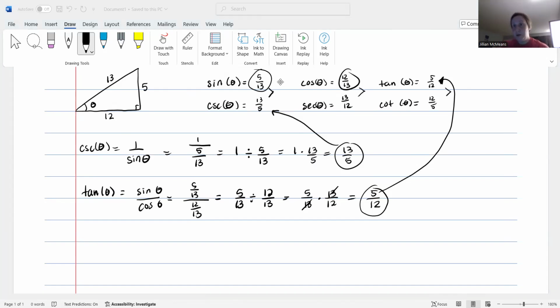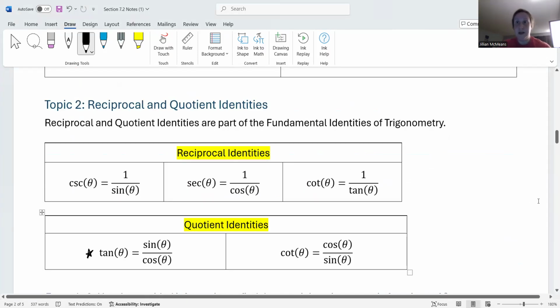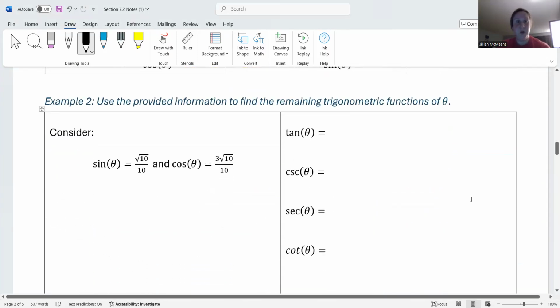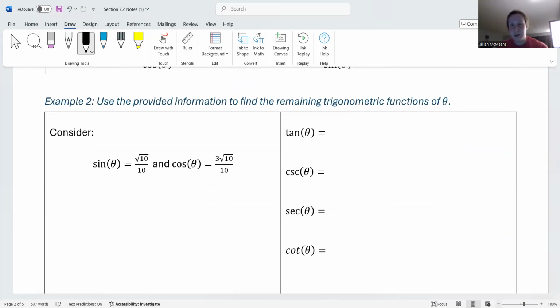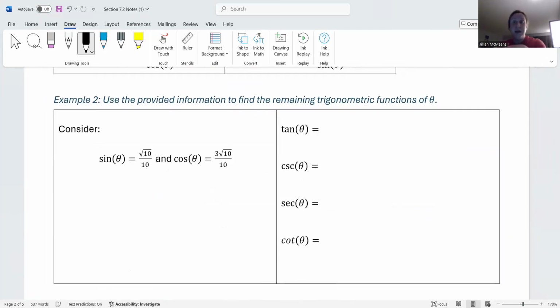Okay, so you've got your reciprocal identities, you've got your quotient identities. Let's play around with this. Okay, so example two, I'm going to shrink this just a little bit so it fits better. So example two says use the provided information to find the remaining trigonometric functions of theta. So what we're going to do here is use the quotient identities and the reciprocal identities, and then I'll show you, if we draw a triangle, how everything is legitimate.